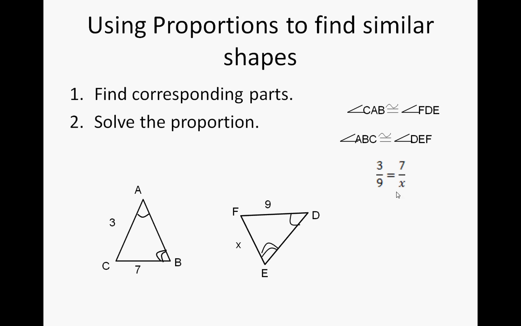And now I solve my proportion. I just cross multiply and divide. So I have 9 times 7 divided by 3, and my answer is going to be 21. So I can now say that this side has a length of 21.